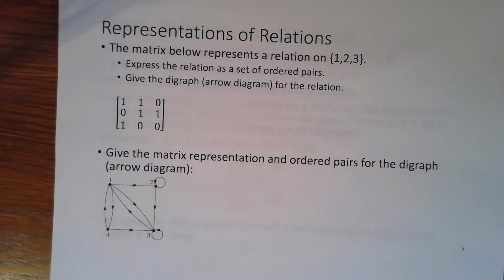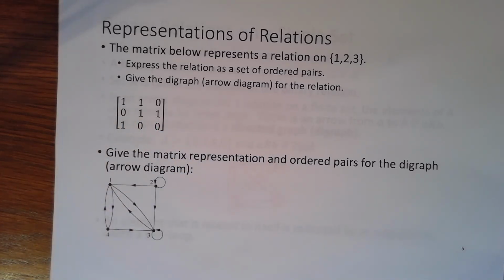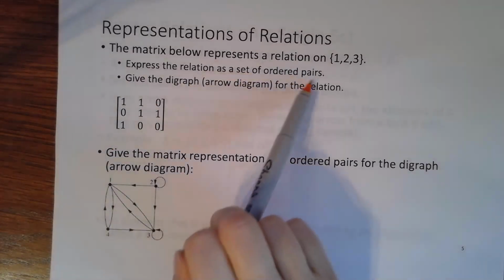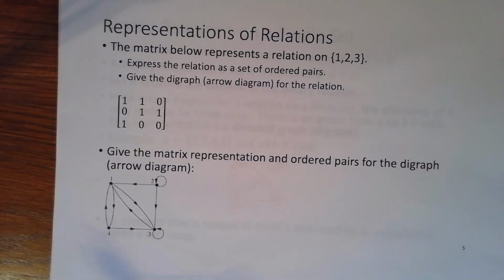All right, so let's say we've got this matrix below right here, and that represents a relation on a single set 1, 2, 3. So that is the domain of the relation. So let's look at how we could take that matrix and translate that into a set of ordered pairs and also as a digraph or arrow diagram for the relation.